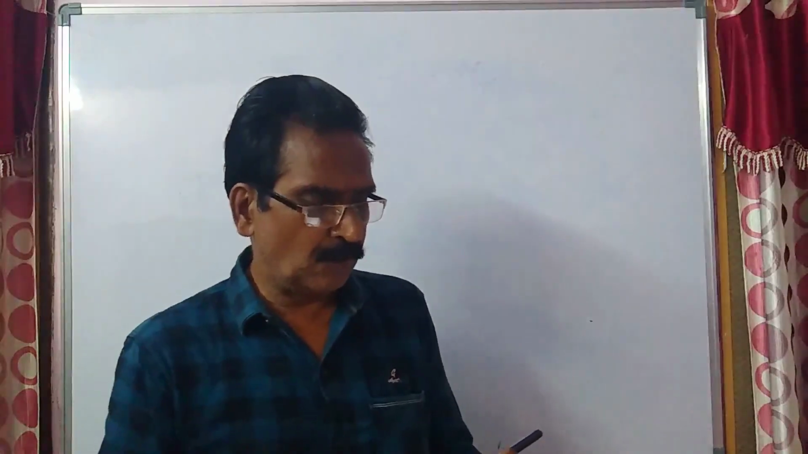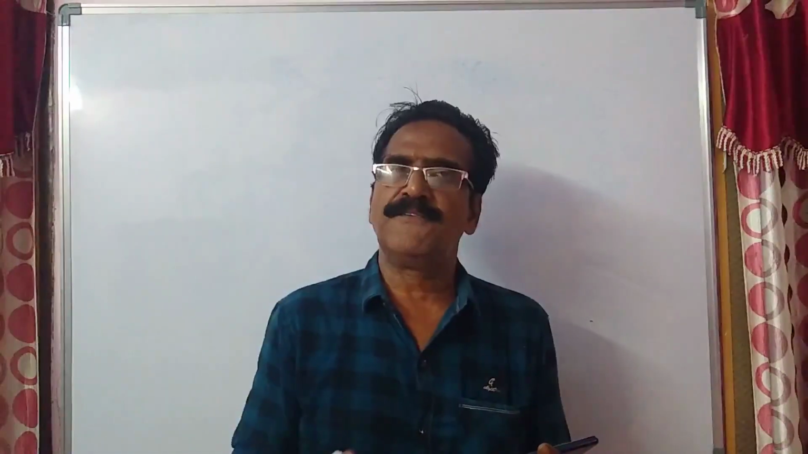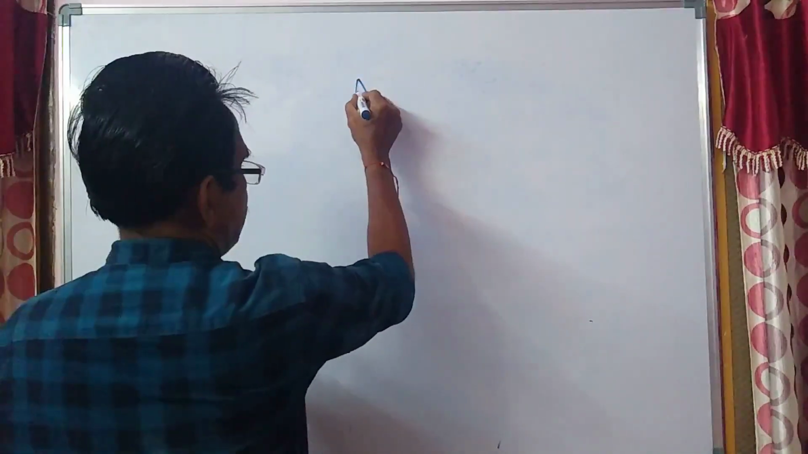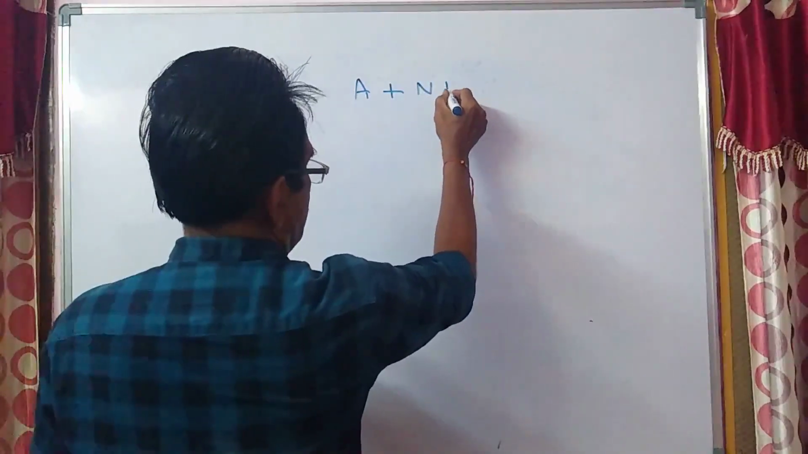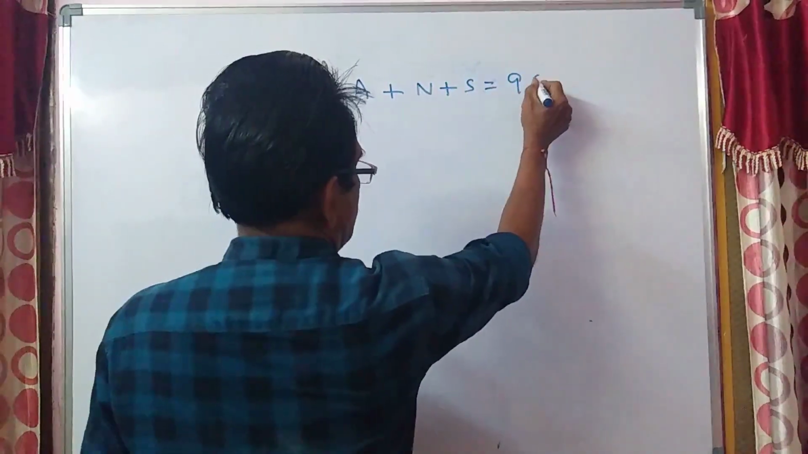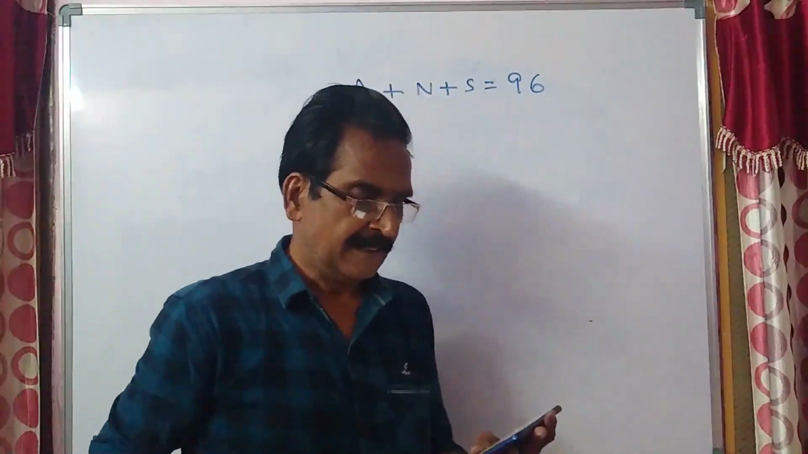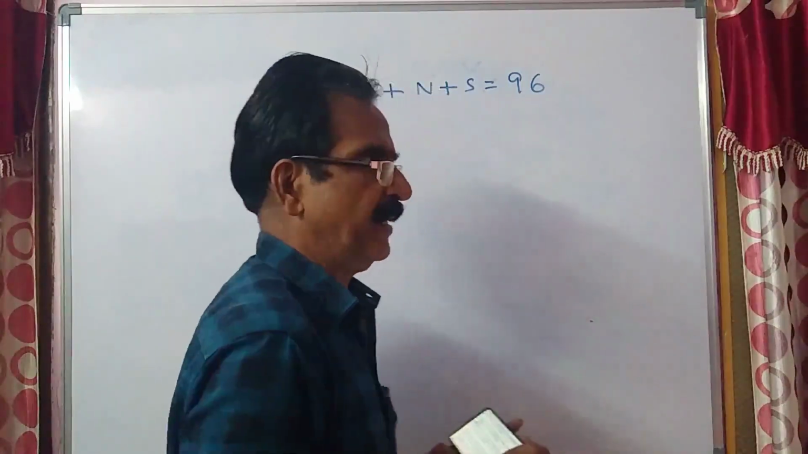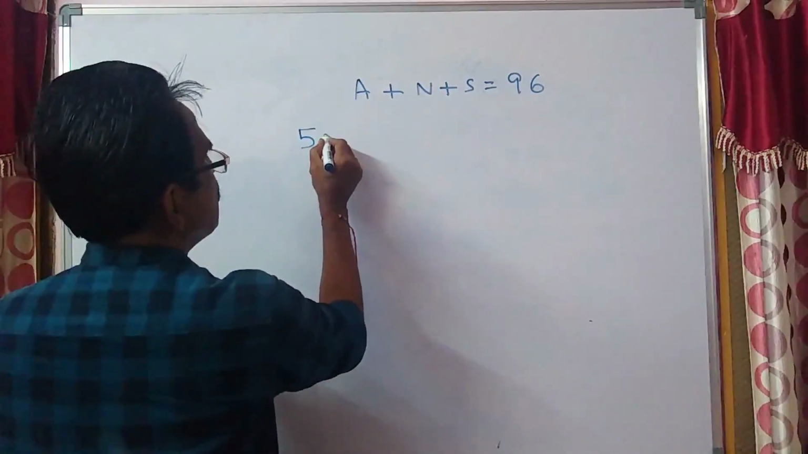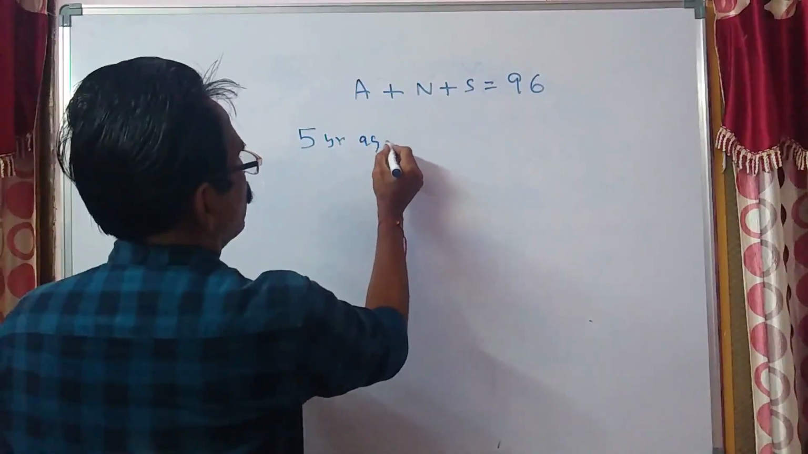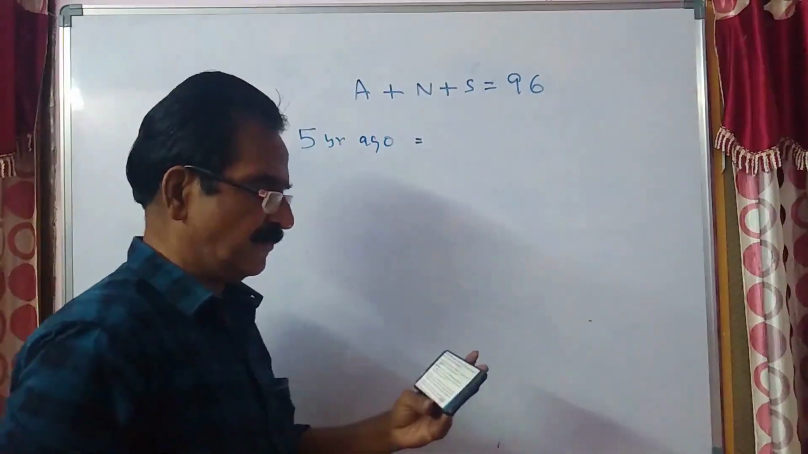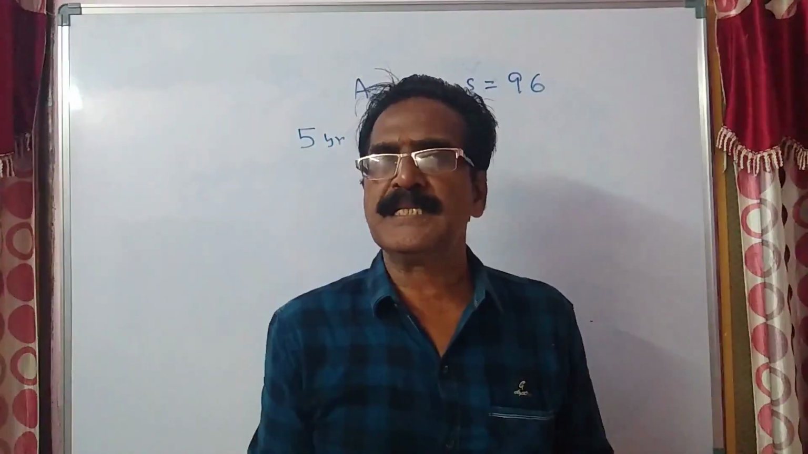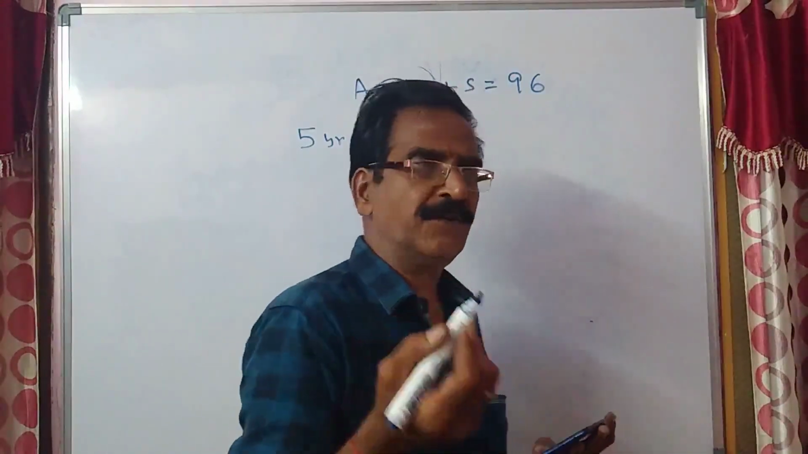The total ages of A, N, S, that is A plus N plus S, is equal to 96 years. 5 years ago, the ratio of the ages was 2:3:4. Ratio 2:3:4 means their ages are 2x, 3x, 4x.